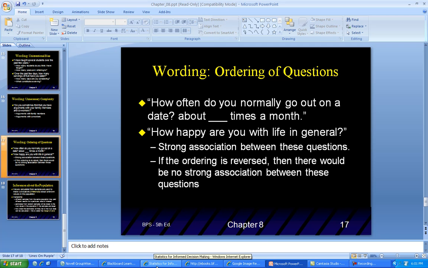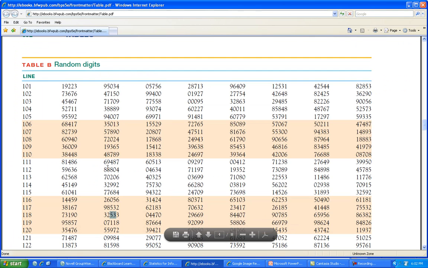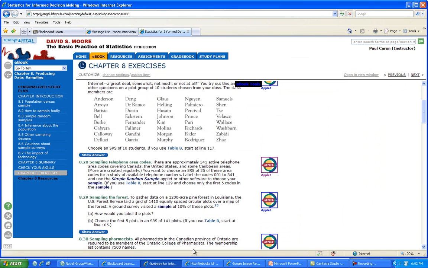Now I want to take a look at one of the questions I asked you to look at, which was number 28 in your book. Sampling telephone area codes. There are approximately 341 active telephone codes covering Canada, United States, some Caribbean areas. More are created regularly, especially now with population shifts as well as cell phones, and a lot of numbers are being used. So they say label the code 001 to 341 and go into the book, table B, and pick out 25 of these. But here's an easier way.